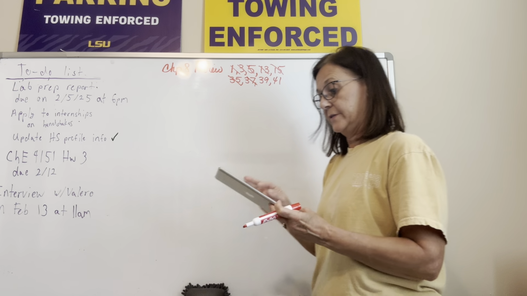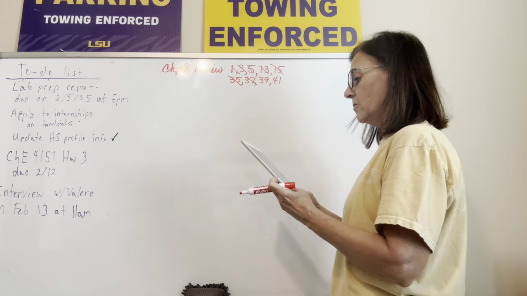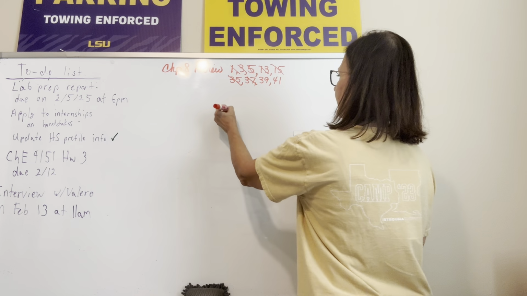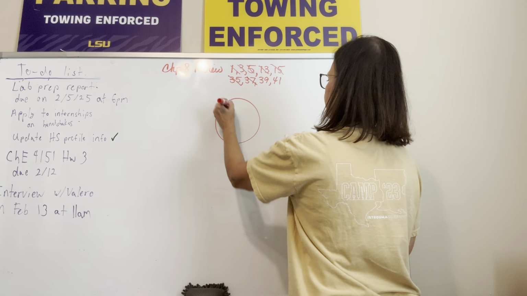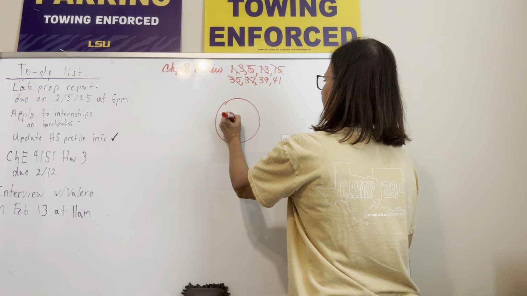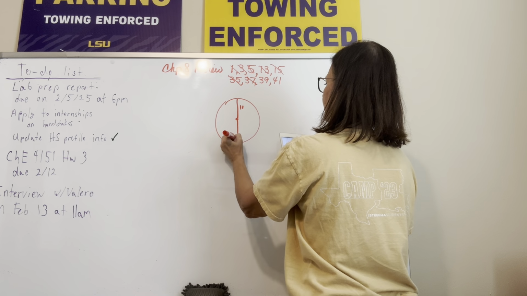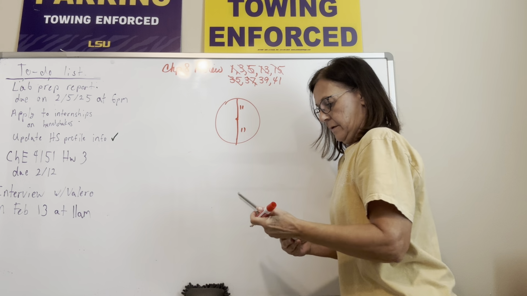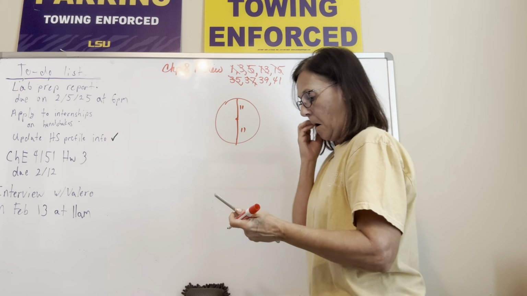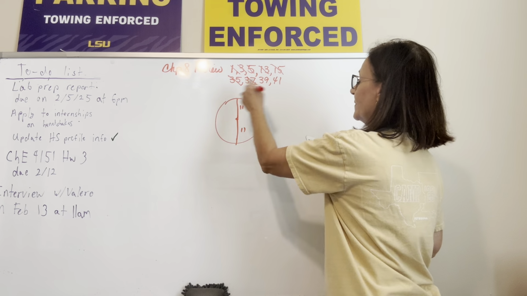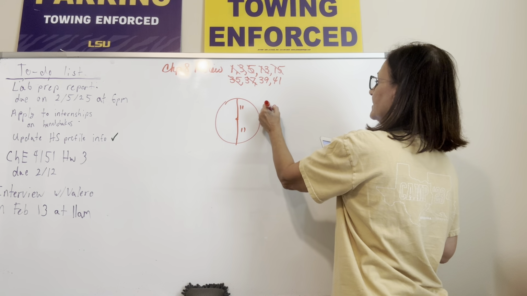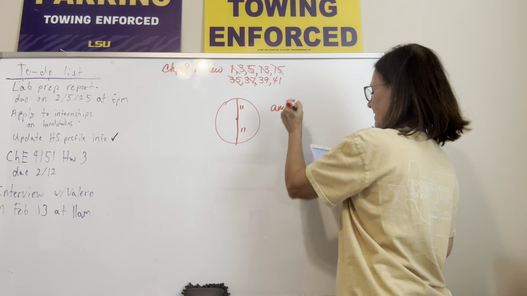I don't know if I can draw this image. The paddle wheel of a steamboat. So I'm going to draw the wheel. It has a diameter, I'm going to do the radius, of 11, right? All right, so that tells me the amplitude is going to go up 11. So the amplitude is 11.